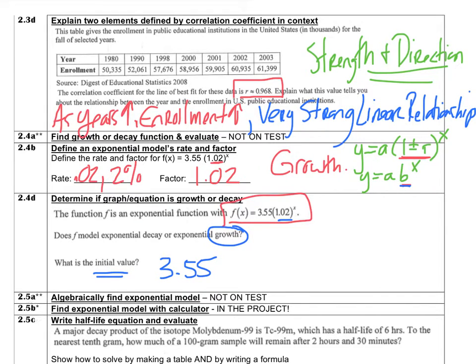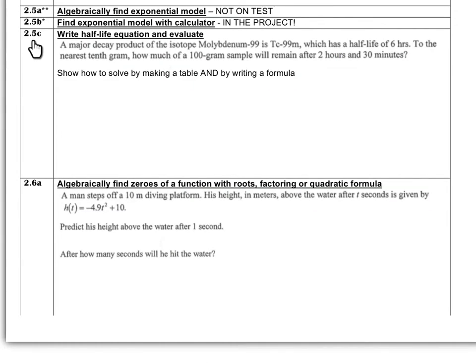2.5a is algebraically find an exponential model, which will not be on the test. 2.5b, find an exponential model with a calculator, which we'll cover in the project. 2.5c, write the half-life equation and evaluate.